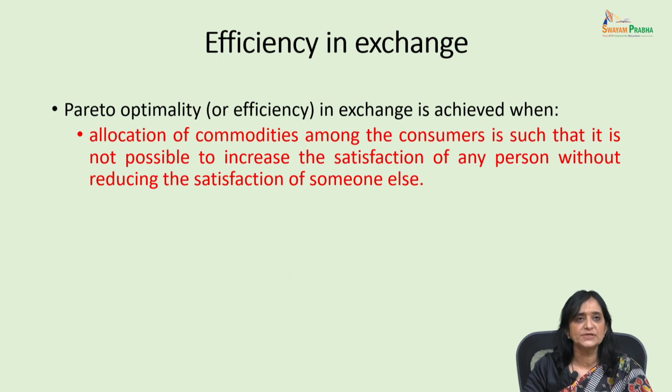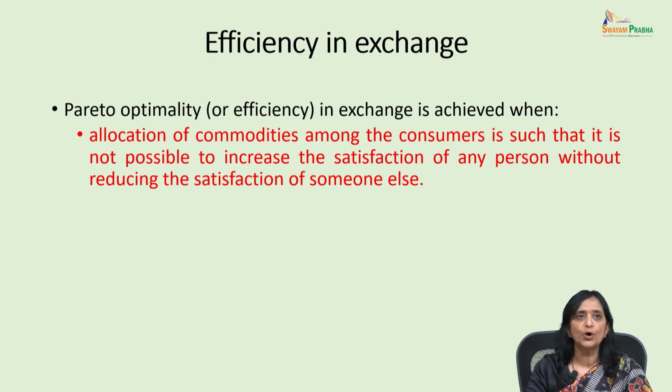So, efficiency of exchange, which I just briefly introduced, says that the allocation of commodities among the consumers is such that it is not possible to increase the satisfaction of one person without reducing the satisfaction of someone else. Since we are talking about the consumption market, let us say that there are two consumers, A and B, and they are consuming two goods, X and Y.